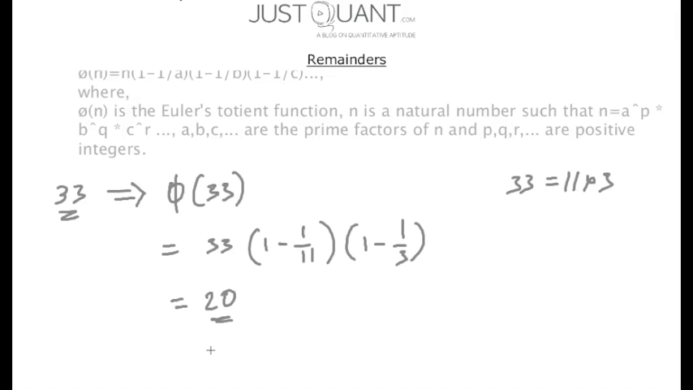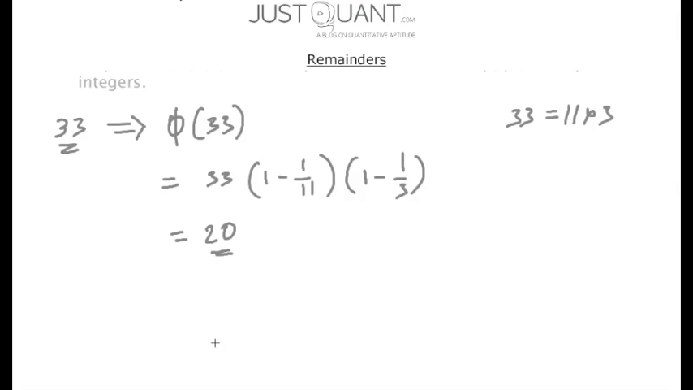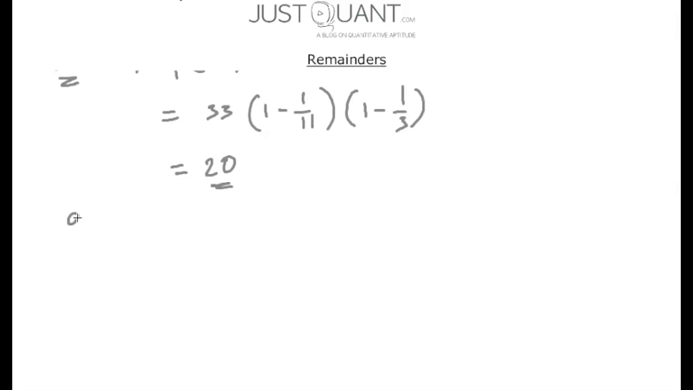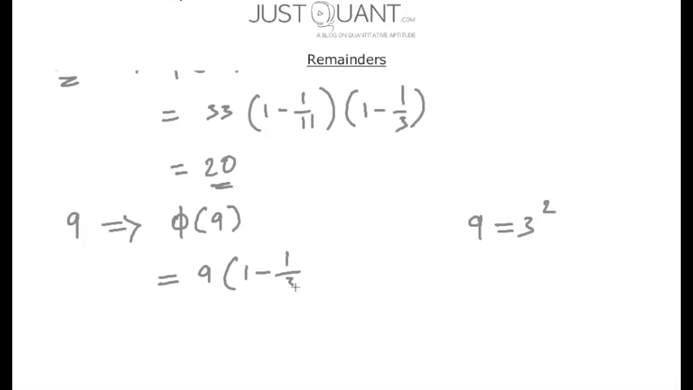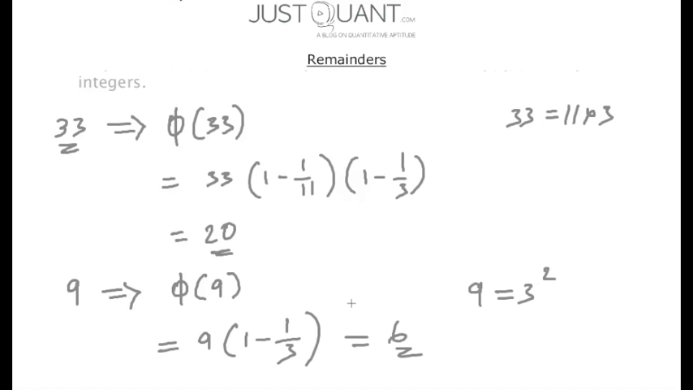So let's consider another simple example to calculate the number of positive integers less than 9 and prime to 9, which is given by Euler's totient function phi of 9. 9 can be written as 3 square. So phi of 9 becomes 9 into 1 minus 1 by 3, which is 6. Hence the number of positive integers less than 9 and prime to 9 is 6.